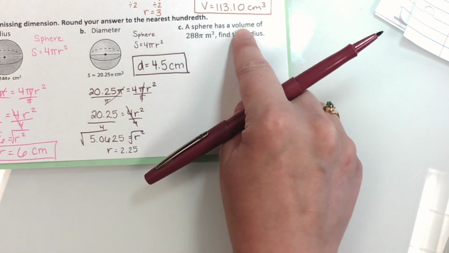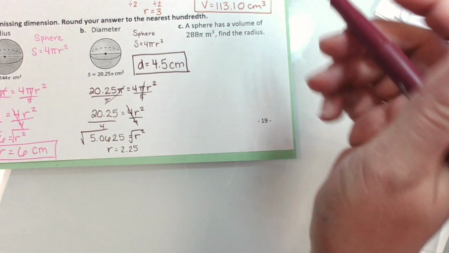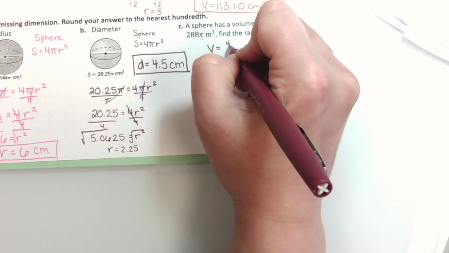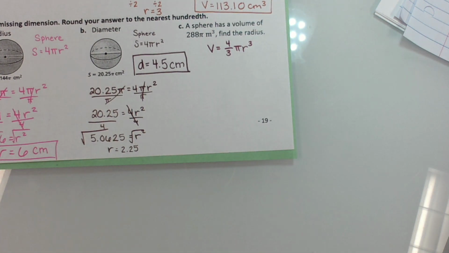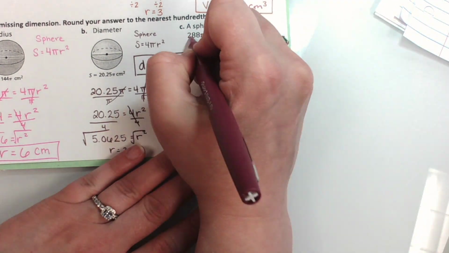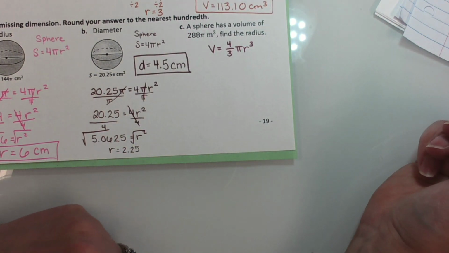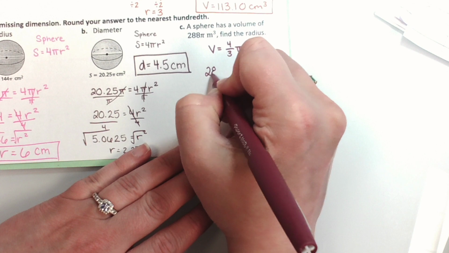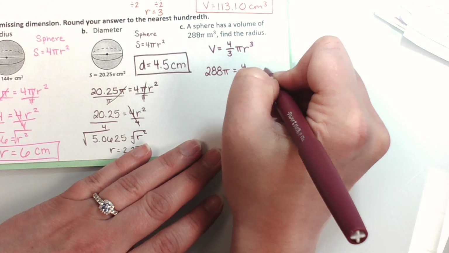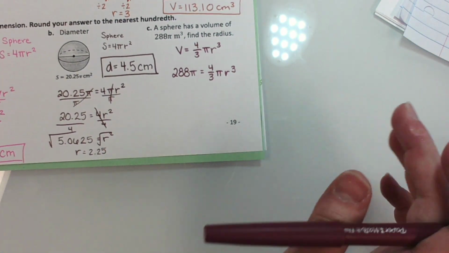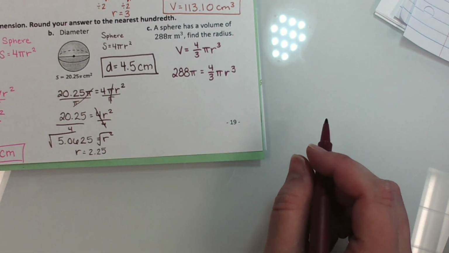I'm telling you it has a volume. What formula are we using? We're going to use 4/3 pi r cubed, because it's volume for a sphere. Okay, I'm telling you the volume is 288 pi. Plug in what I know. First thing you get rid of is still the same. It's still the easiest thing to get rid of. It's the pi.